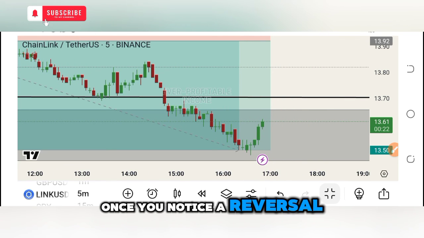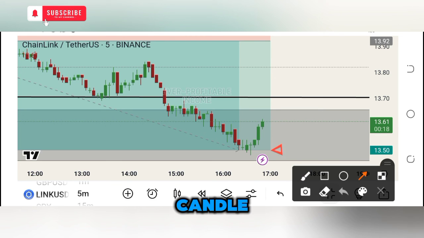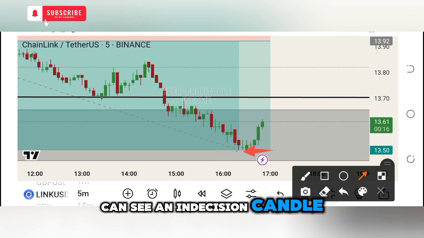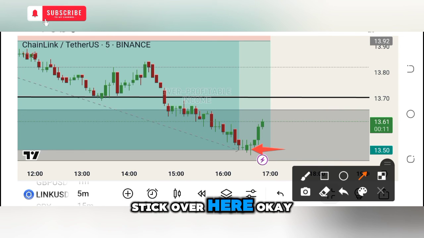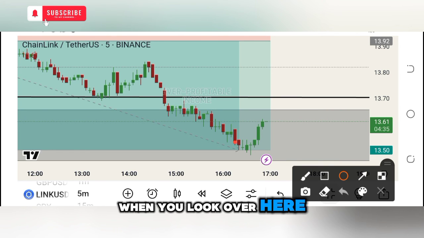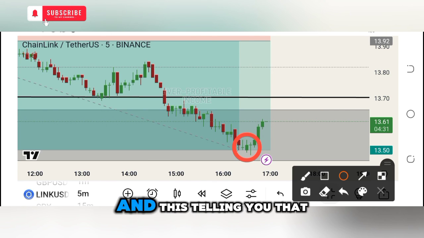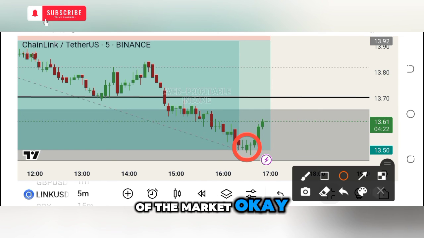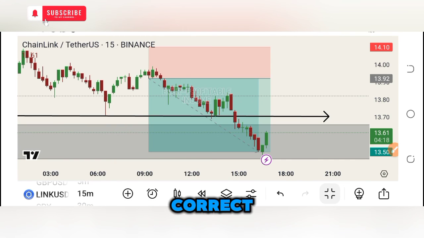Once you notice a reversal, you can see an indecision candle over here. When you look over here, you see a reversal pattern, and this is telling you that the price is gonna retrace. So at this stage, you should have gotten out of the market. Right now you can see that our analysis is correct.